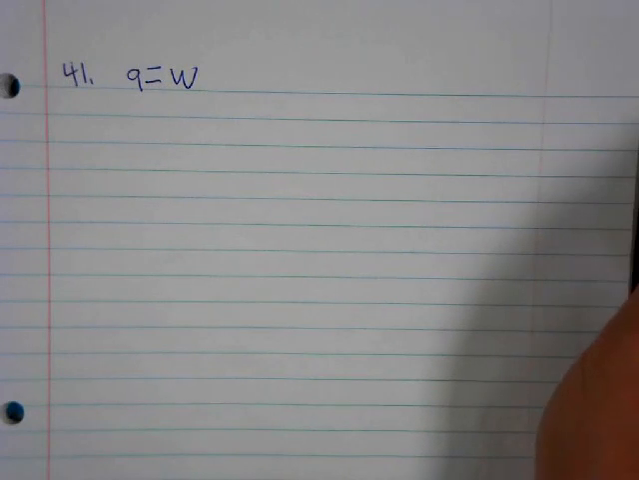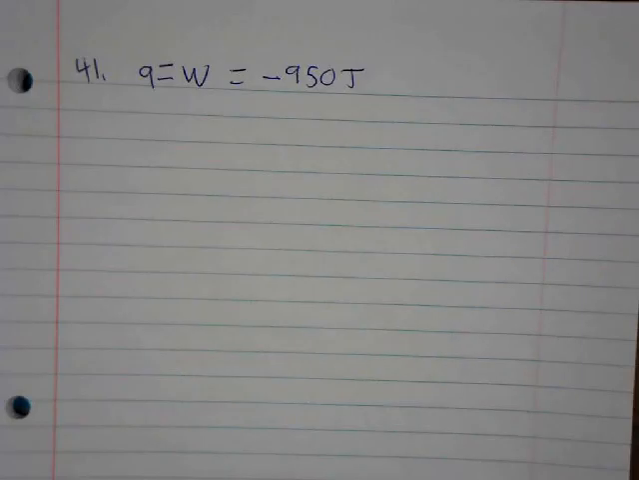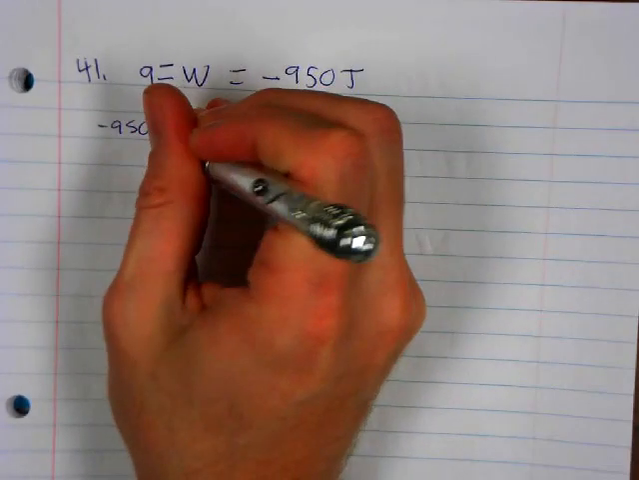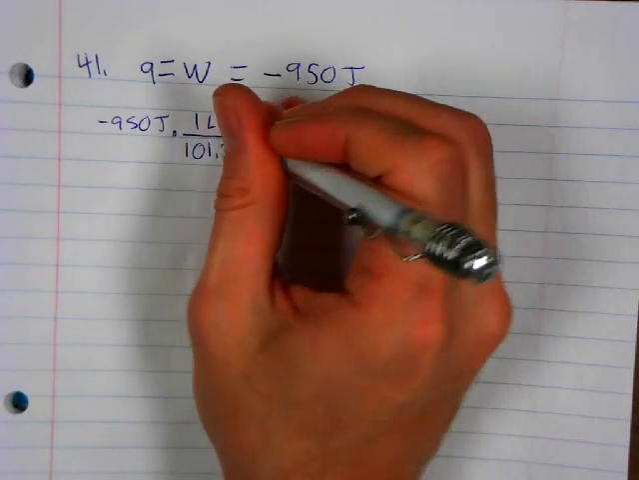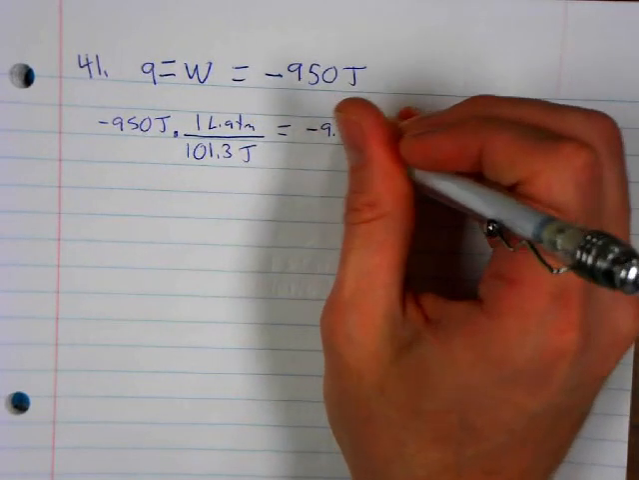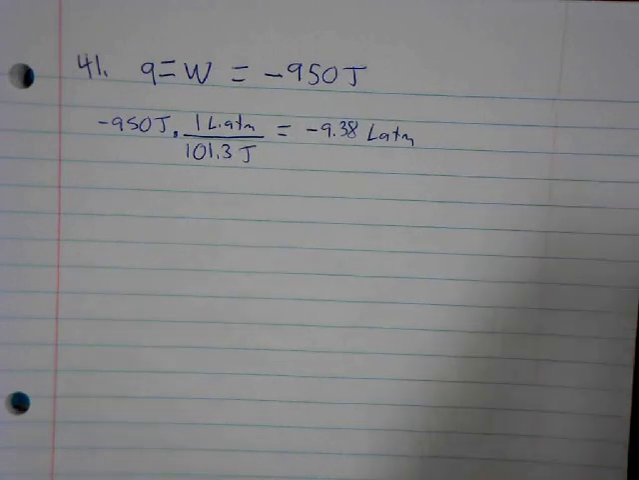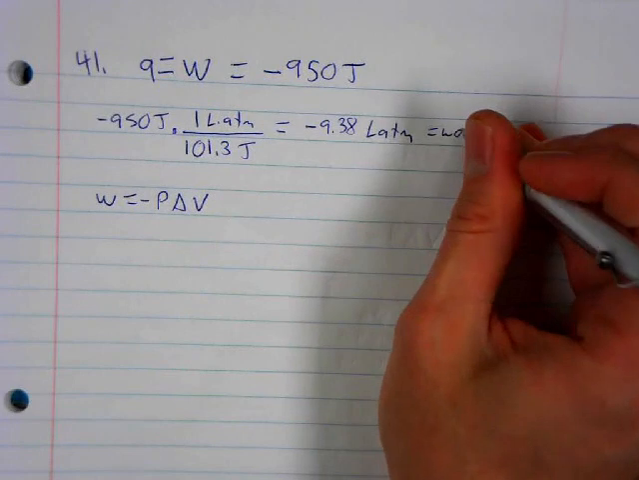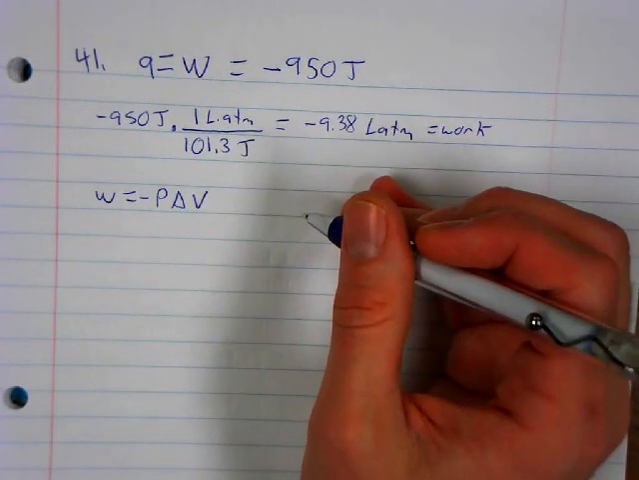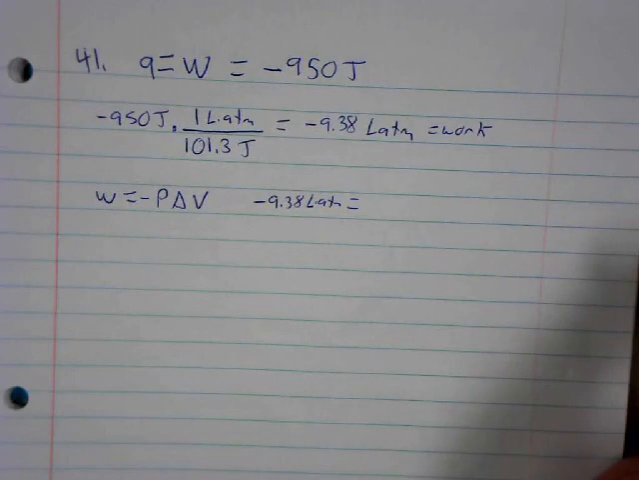They gave us Q, that is 950 joules. It's releasing, so that's equal to negative 950 joules. Are you okay with what I've done so far? Okay, so I'm going to take my negative 950 joules and use my conversion, 101.3 joules is 1 liter times atmosphere, and that gave me negative 9.38 liter atmospheres, which is not a super great number. Well, that's my work. So W equals negative P delta V. So this is my work.